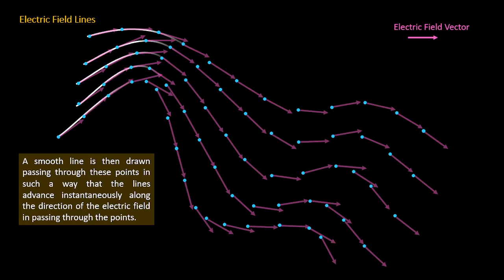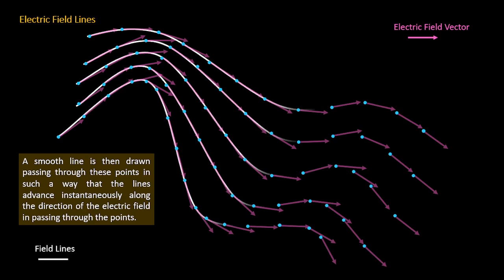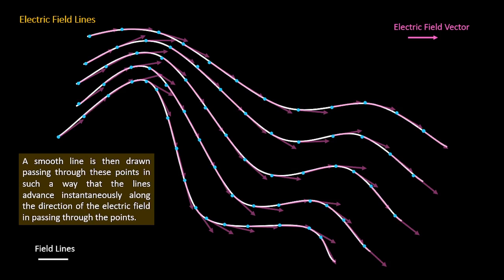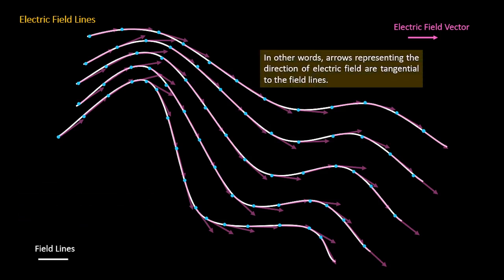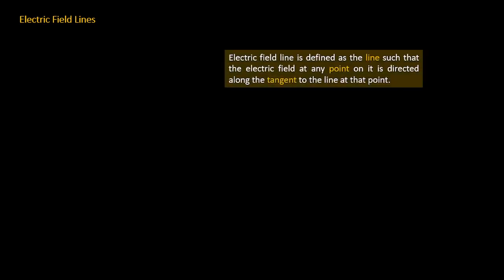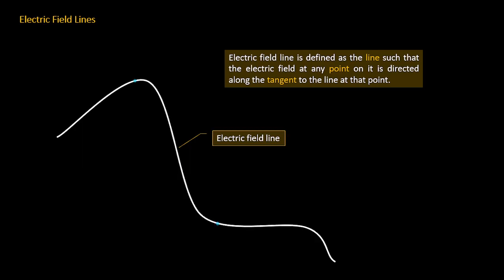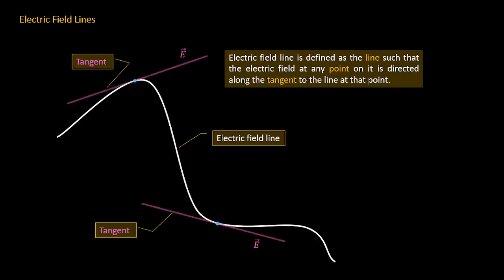A smooth line is then drawn passing through these points in such a way that the line advances along the direction of the electric field in passing through the points. In other words, arrows representing the direction of electric field are tangential to the field lines. An electric field line is defined as the line such that the electric field at any point on it is directed along the tangent to the line at that point.